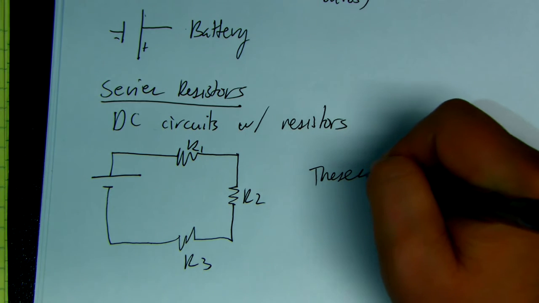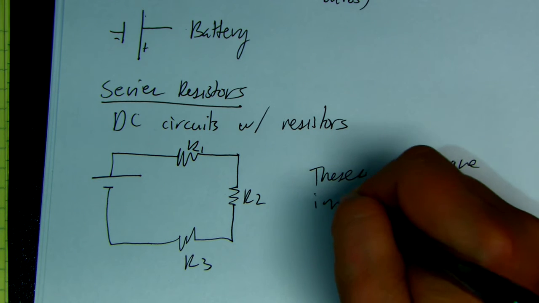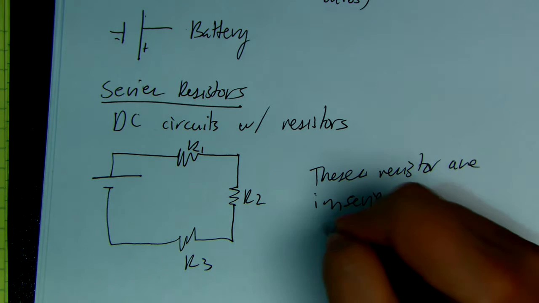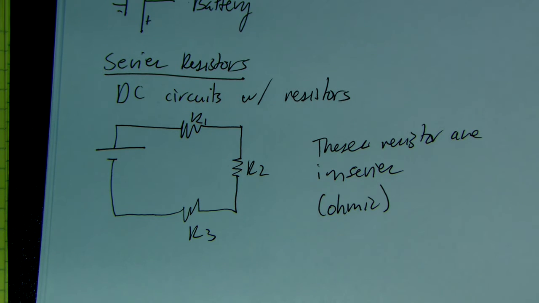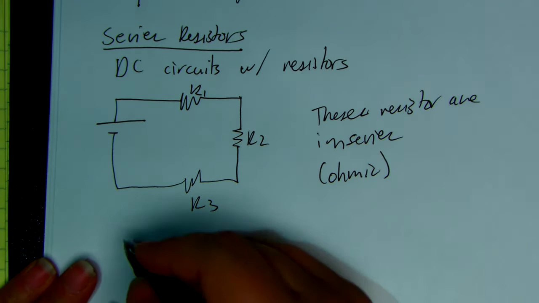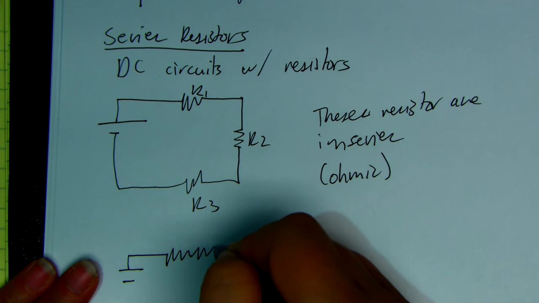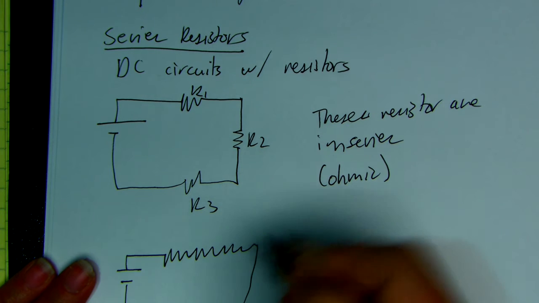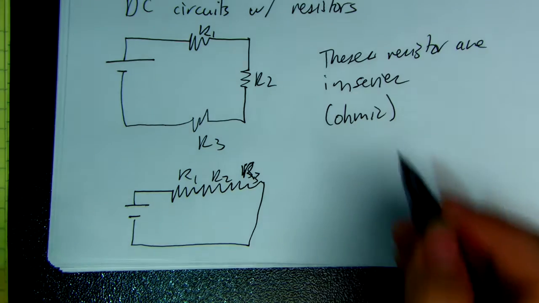So these resistors are in series, and they are ohmic, so we can use delta V is equal to IR. Let's think about how to treat this circuit in terms of our analysis. We know the current's going to have to go from one to the other to the other. Is this just the same as having them all together, R1, R2, R3, could we treat them as just one long resistor?